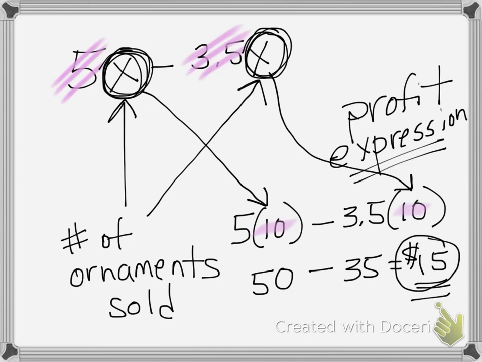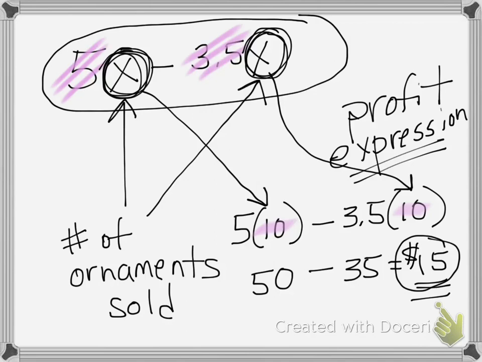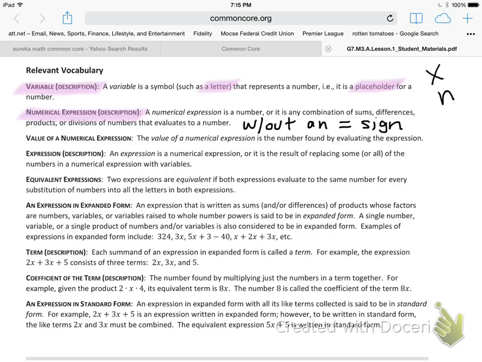Right here, when we wrote this, this is our profit expression. There is no equal sign, because we don't know what anything equals here. We're going to get that when we plug in our number, such as the 10, for our variable, which was the x. So this right here is an expression. It is not an equation because there is no equal sign, and that's what differentiates an expression from an equation.